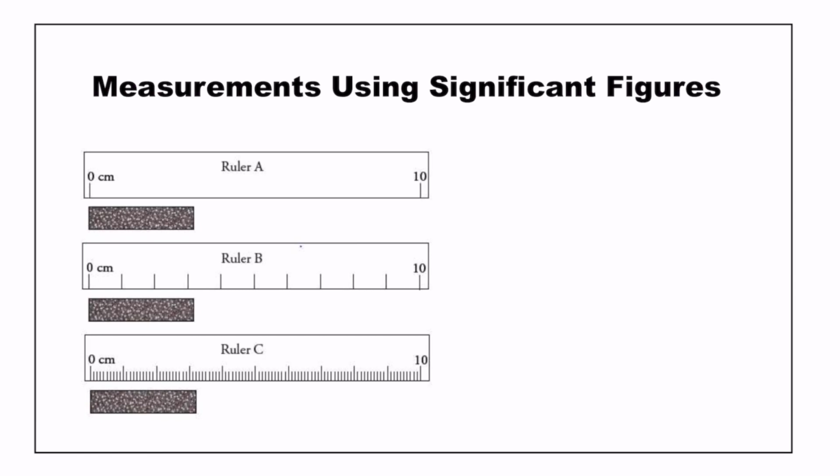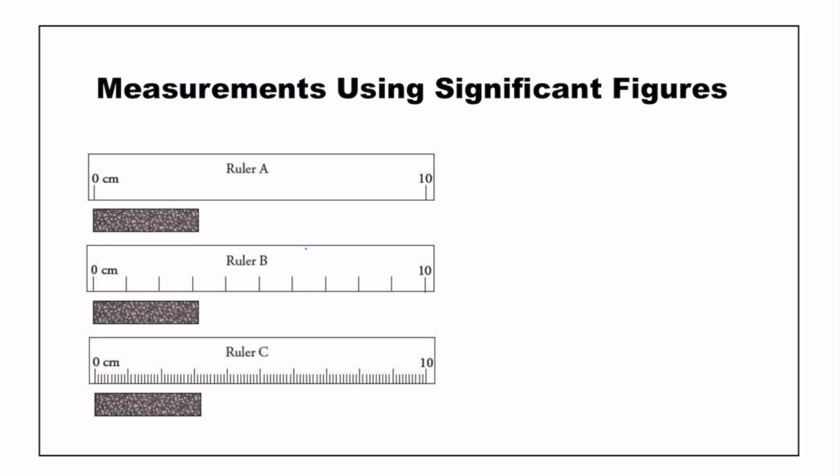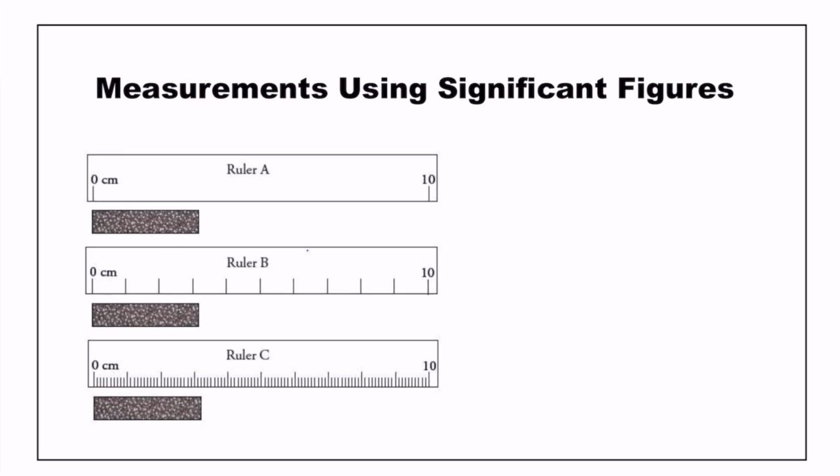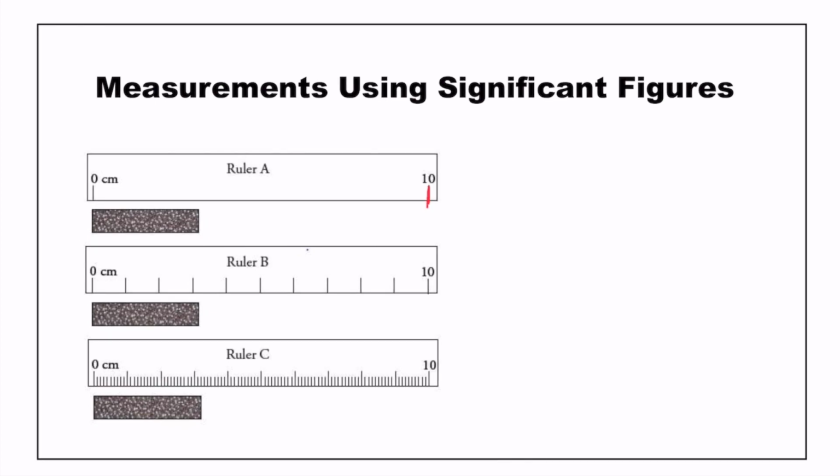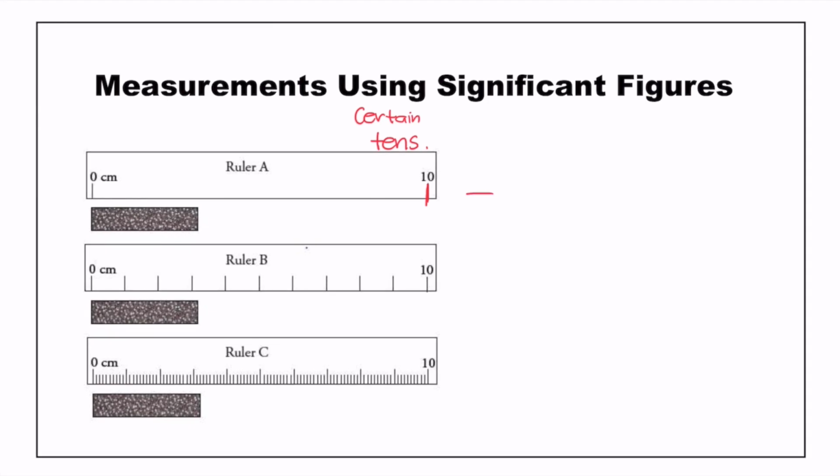Because if we took a look at these rulers, all three of those blocks are exactly the same, but one of them is using a crappy ruler and the other one is using a very detailed ruler. So the way we read these is we read until our certain number. When I mean certain, I mean read the tick marks. What place value do the tick marks tell you? This first one goes from 0 to 10. So the tick marks are going to the tens place, which means that we are certain in the tens place. And so when I create my number line, I can be certain of the tens place.